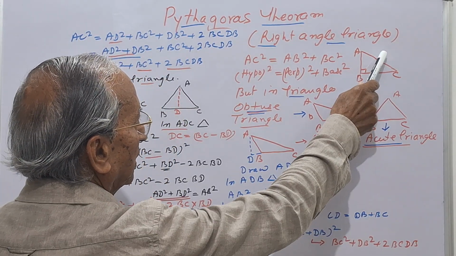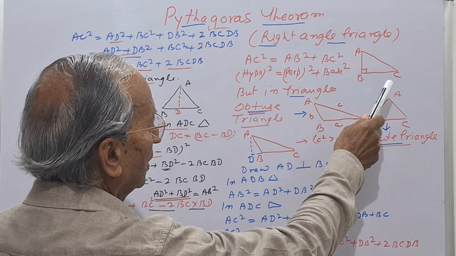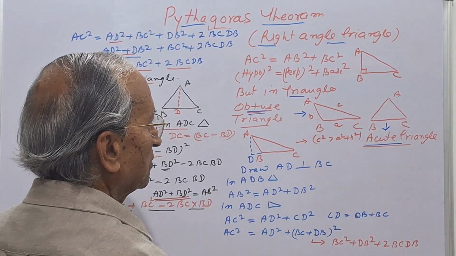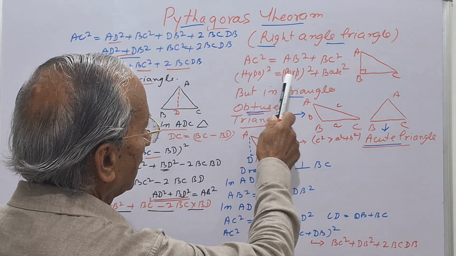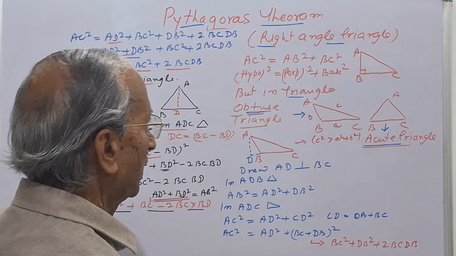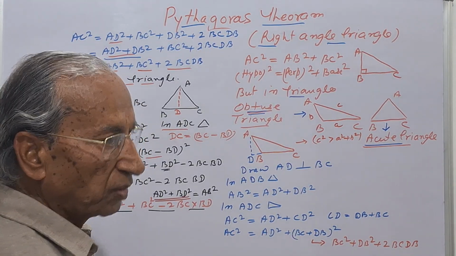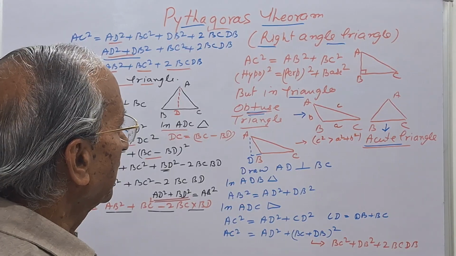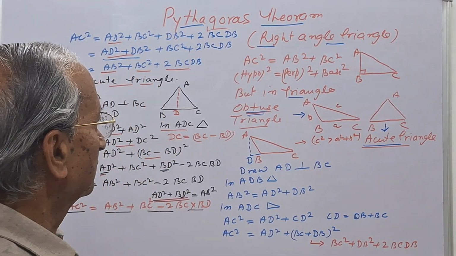That is, AC is the hypotenuse, AB is the perpendicular and BC is the base. So hypotenuse square is equal to perpendicular square plus base square. This is known as the Pythagoras theorem and it is applicable to right angle triangles.